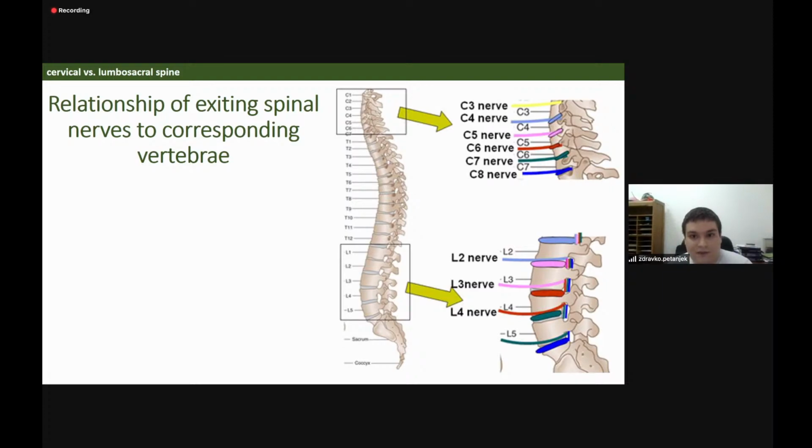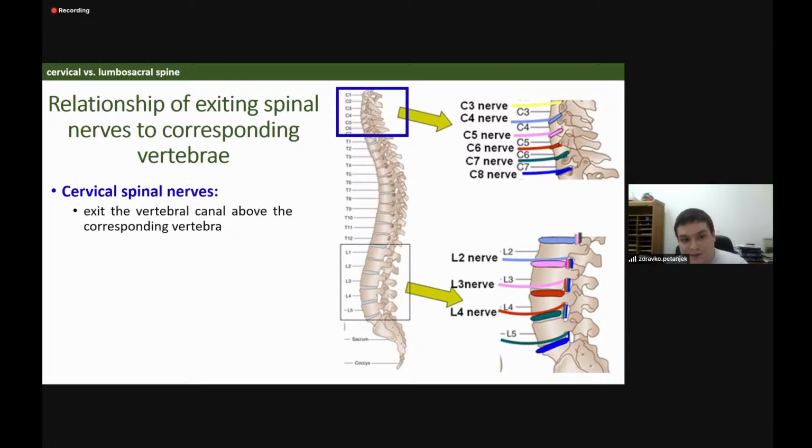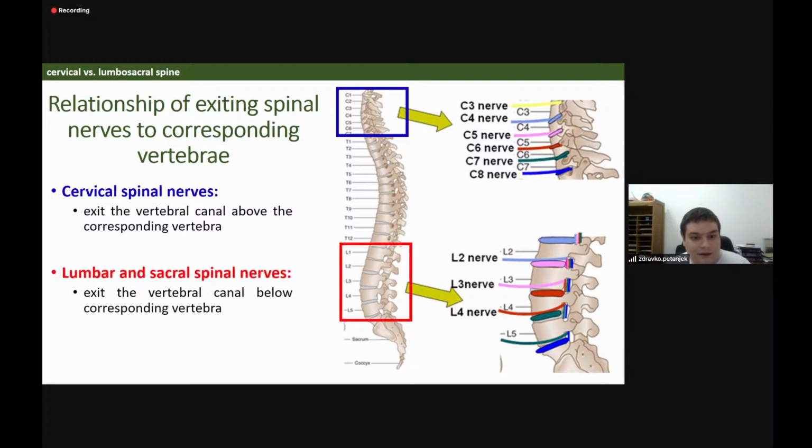The first concept that we need to explain is the relationship of the exiting spinal nerves to the corresponding vertebrae. Briefly, the cervical spinal nerves exit the vertebral canal above the corresponding vertebra, because the first cervical nerve exits above the first cervical vertebra, and this just continues. And it flips around in the lumbar and sacral spine, where the lumbar and sacral spinal nerves exit the vertebral canal below the corresponding vertebra. So, for example, the L2 spinal nerve will exit the vertebral canal below the L2 vertebra.